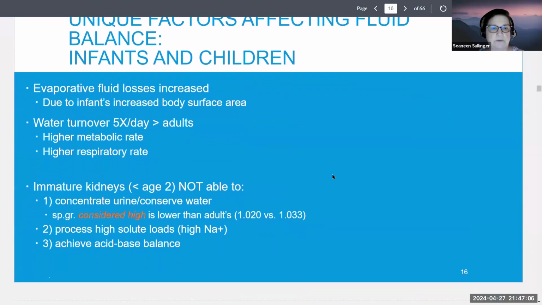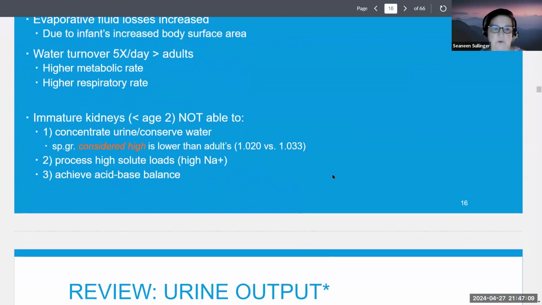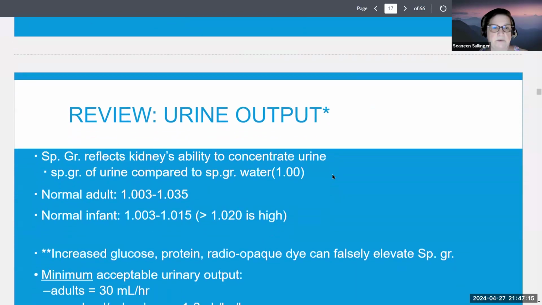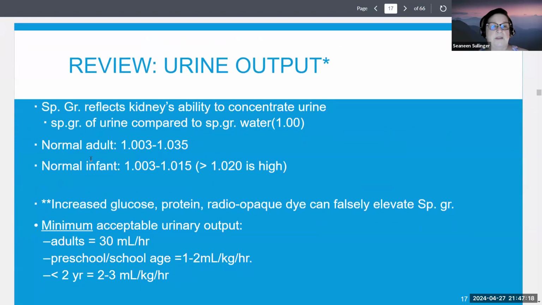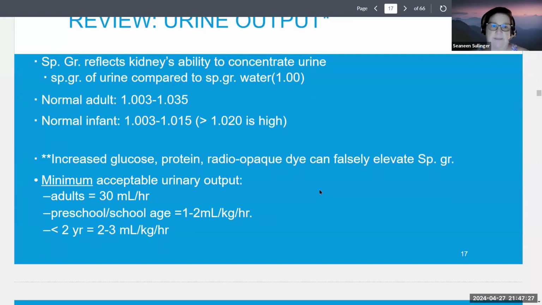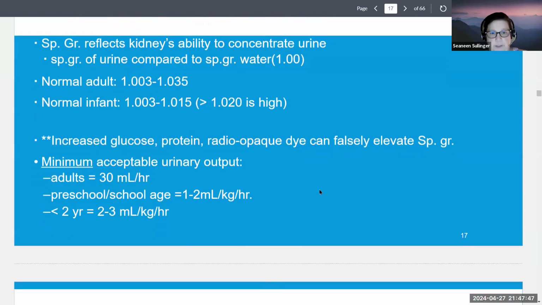And so this just gives you some comparisons of the specific gravities. You don't have to know that information, but what I would like you to know, or to just at least remember, is the normal adult specific gravity versus the infant. So those ranges are slightly different. And we say for an adult that the acceptable urinary output is 30 mLs per hour. But for a preschooler, school age, it's 1 to 2 mLs per kilo per hour. And if it's less than a 2-year-old, so an infant toddler, then it's 2 to 3 mLs per kilo per hour. So that would be good to know.